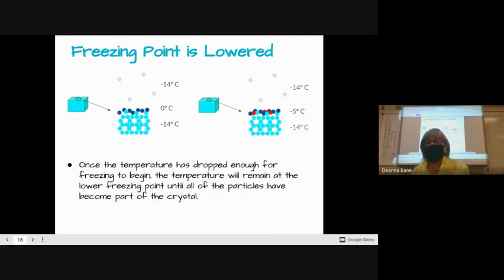So then once the temperature has dropped enough for the freezing to begin again, the temperature will remain at that lower freezing point until all the particles have become part of the crystal.